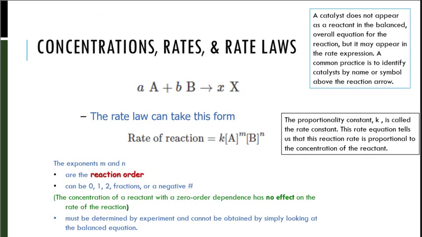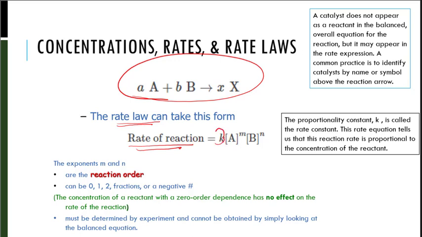When we write a rate law or a rate equation, we have our reaction here, and this is what it would look like. The rate law would take the following form. We would say the rate of the reaction is equal to k. We use a proportionality constant. It's called our rate constant. This rate equation tells us that the reaction rate is proportional to the concentration of the reactant. Again, we only are looking at reactants. Notice that the concentration of A and the concentration of B are both of my reactants. I don't have X in my rate law because we're only looking at that reactant.